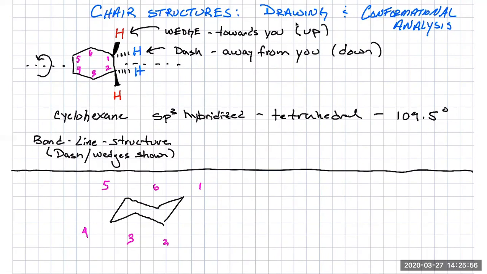All right, so I haven't shown the hydrogens yet, and typically you won't show hydrogens, but for this example I will, so you can see how they change their orientation in going from one chair structure, let's call this chair A, to chair eventually B.